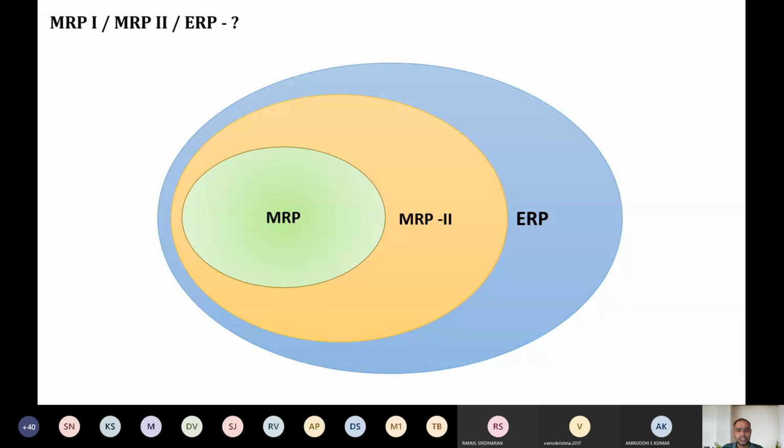In our day-to-day activities, we are also using ERP. What is that ERP we are using? Can you name that ERP? What are you using daily?